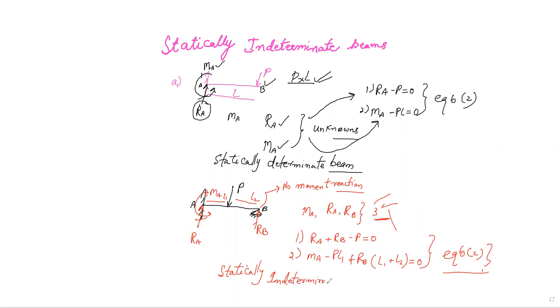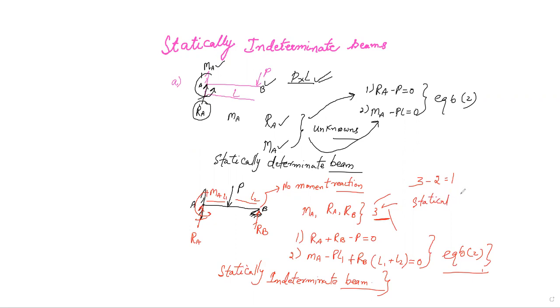This is a statically indeterminate beam, okay? So this type of beam, we say, is a statically indeterminate beam. Now, we can at least say we have three reactions. The number of reactions is three, and the equilibrium equations are just two. Three minus two is one. We say that this beam has statical indeterminacy of one.